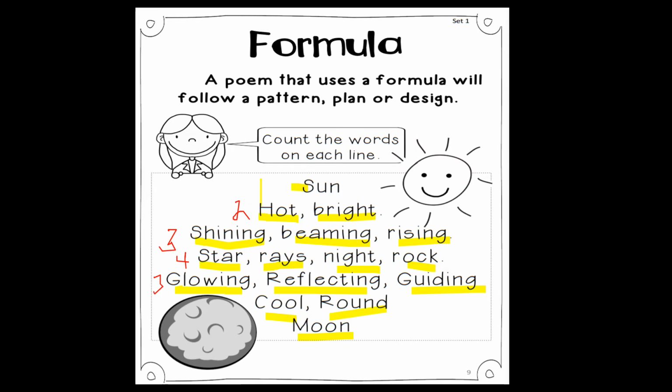And then on the next line, it went down to two. And then on the last line, it went down to one. So here's the pattern. It goes one word, two words, three words, four words. Then after it got to four words, it went back down to three words, two words, and one word. A formula. You're writing based off of a pattern.